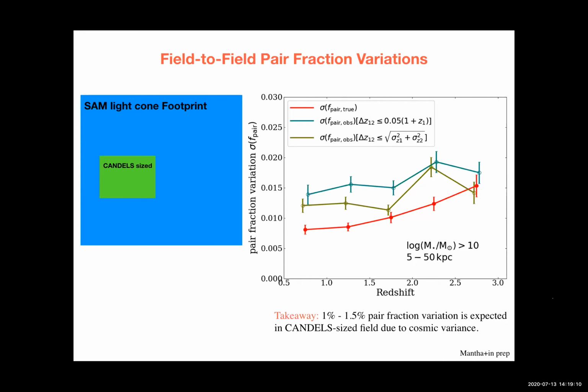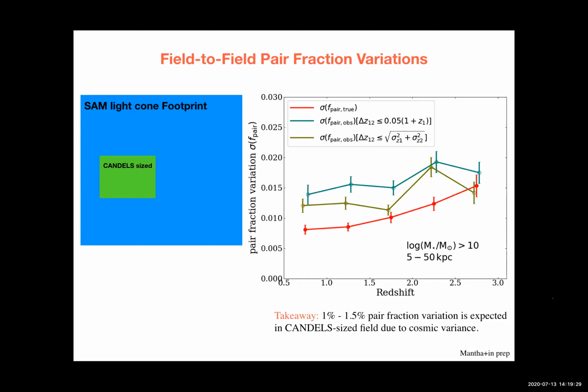The second thing is that the main takeaway, just by eye, is that approximately 1% to 1.5% pair fraction variation should be accounted for as an error bar. Let's say if your pair fraction is 10%, 1.5% should be the error bar on it just from the field-to-field variation for the CANDELS-sized field.